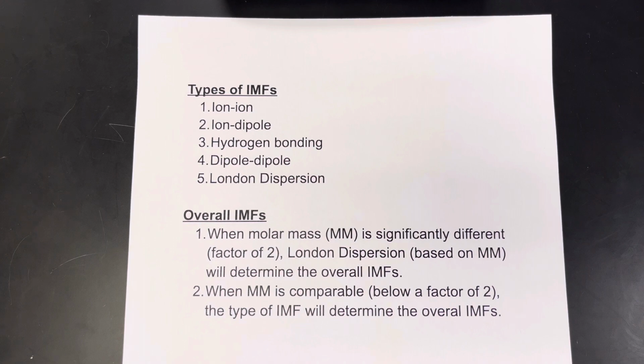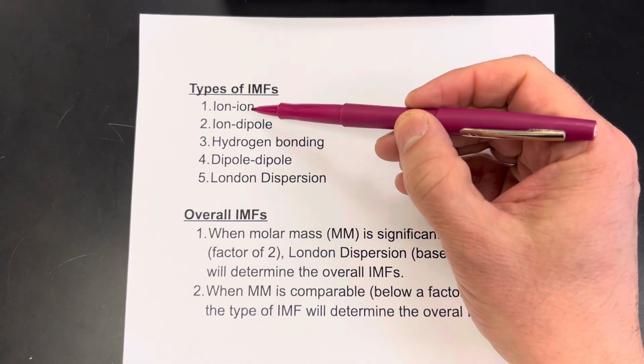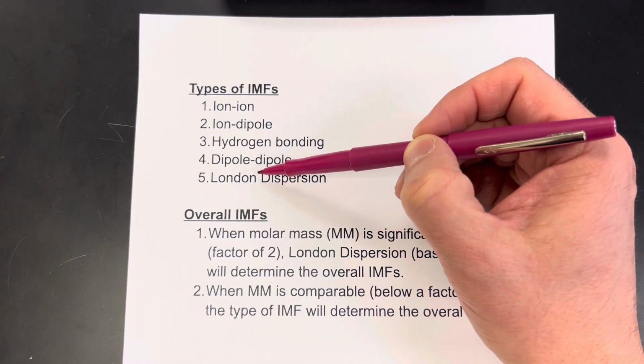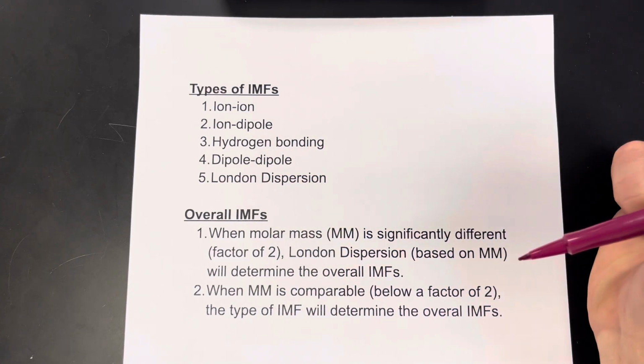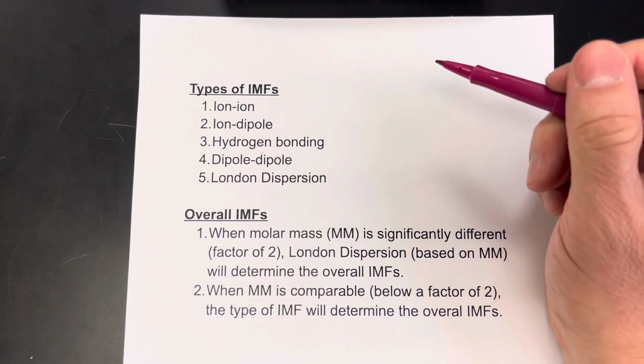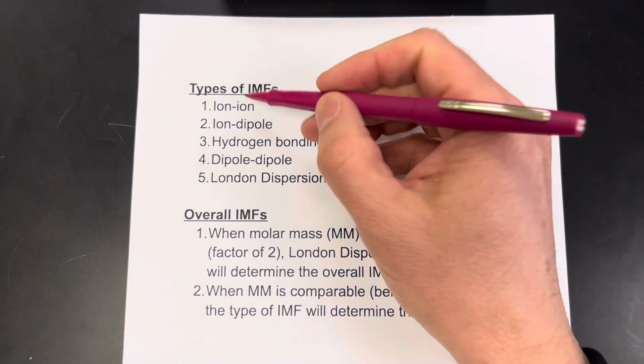In this video, we're going to continue our conversation on intermolecular forces. We're going to do a quick review, and then we're going to go into a little bit further detail than what we did in yesterday's lesson. So the 5 types of IMFs that we have are ion-ion, ion-dipole, hydrogen bonding, dipole-dipole, and London dispersion. I want to go through each one of these and give a quick example of the intermolecular force and how that intermolecular force can increase.